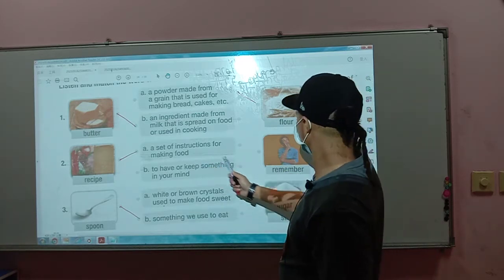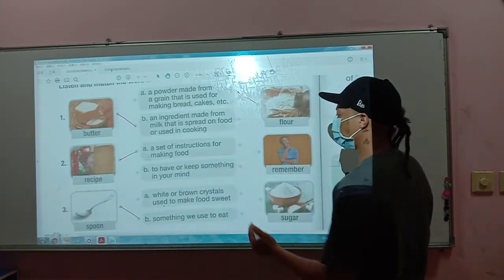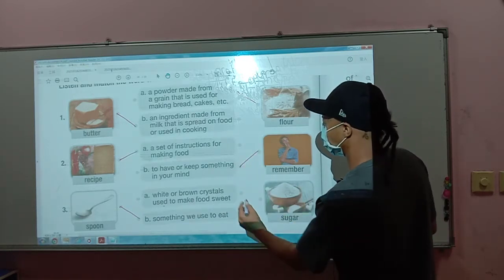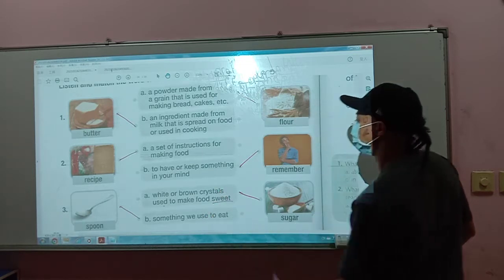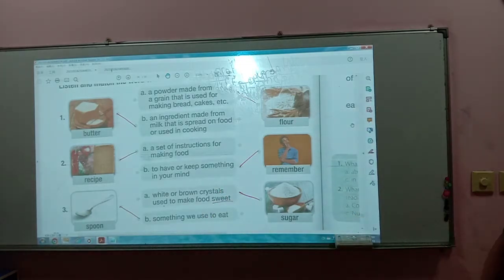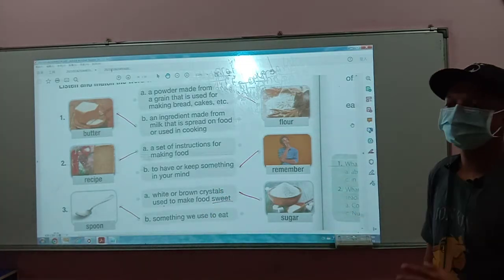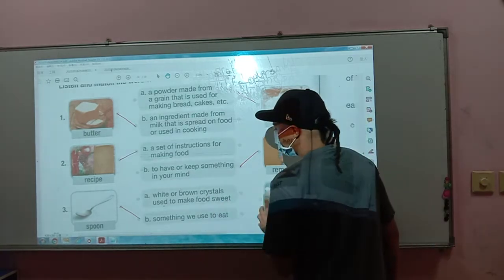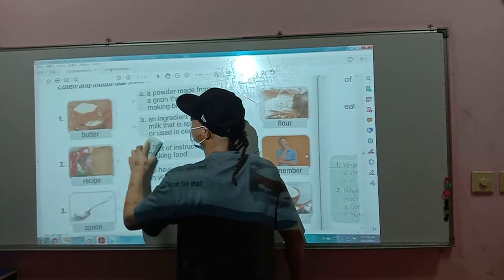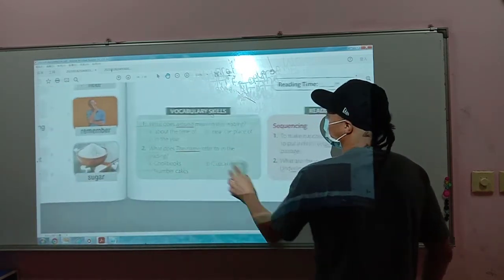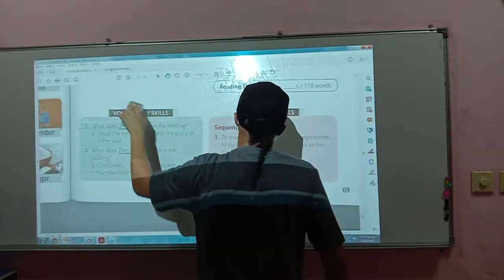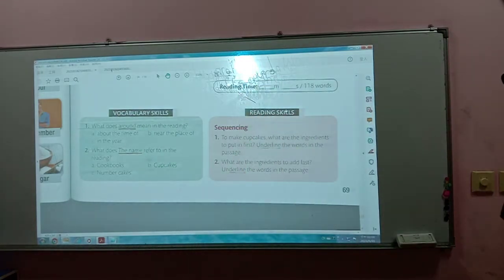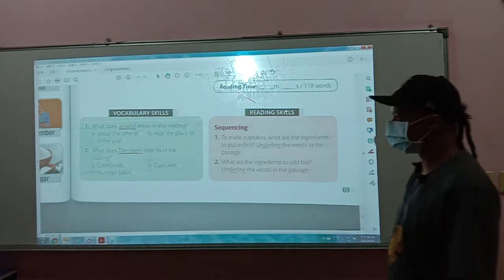Next we have remember. To have or keep something in your mind, all right? To think about something. And sugar is sweet, to make food sweet. I'm sure that all of you got this one right, so good job, everyone. Let's move on to the next page, and we'll answer over here at the bottom the vocab skills and also the reading skills. All right, so let's do vocabulary skills first.